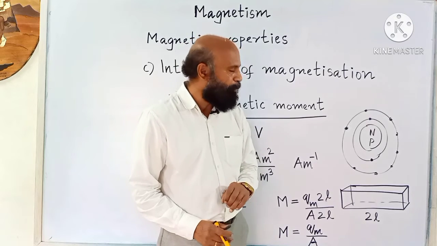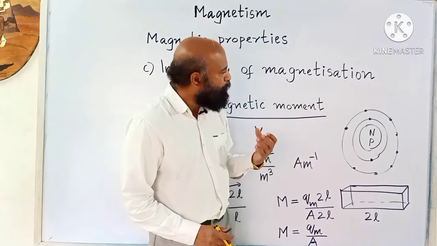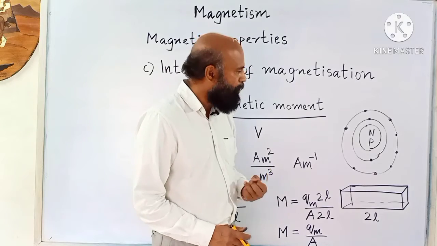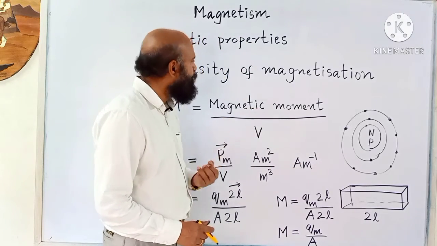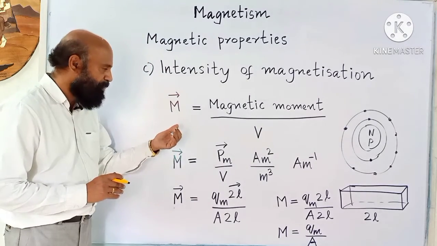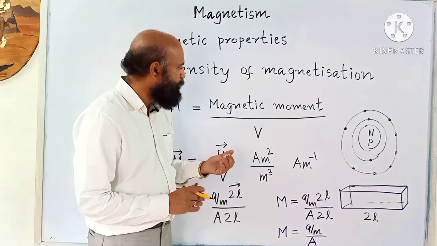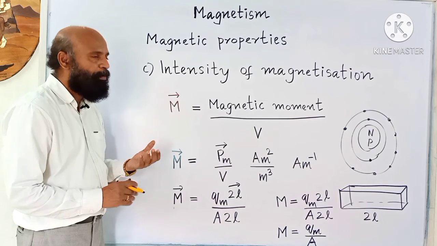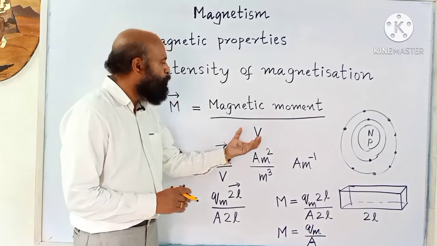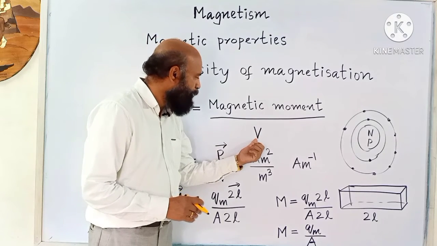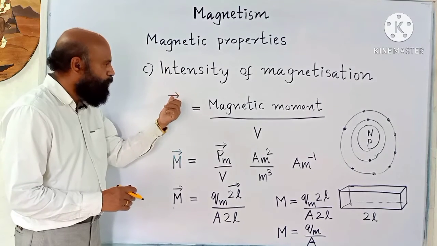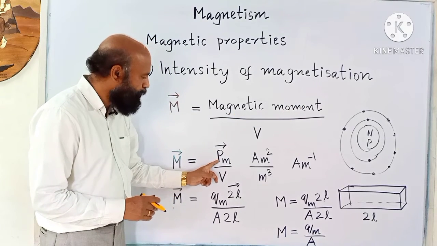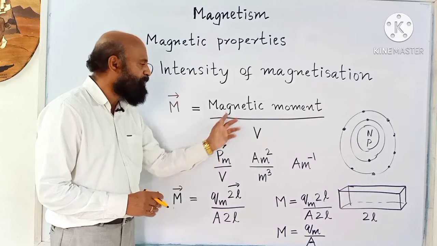But if you keep the sample or specimen in an external magnetic field, these magnetic dipole moments are aligned in a particular direction and it will acquire a magnetic dipole moment. Then intensity of magnetization is defined as the ratio of magnetic moment to the volume, or intensity of magnetization is the magnetic moment acquired per unit volume. Magnetic moment is to be divided by volume. Magnetic moment is a vector quantity. So M vector is equal to, magnetic moment can be represented by Pm vector, it's a vector quantity.